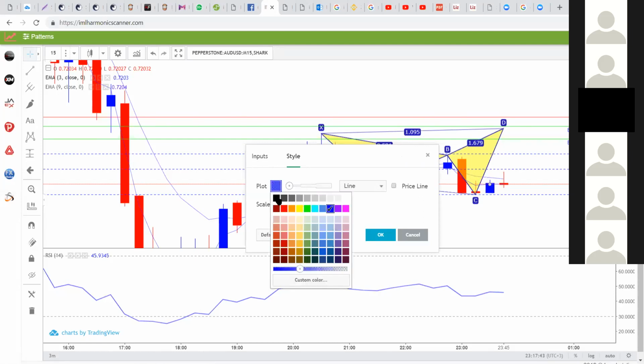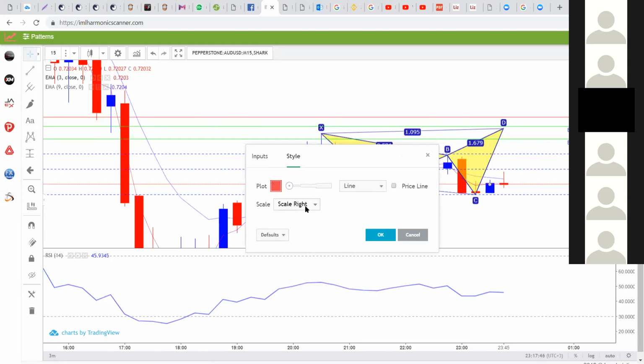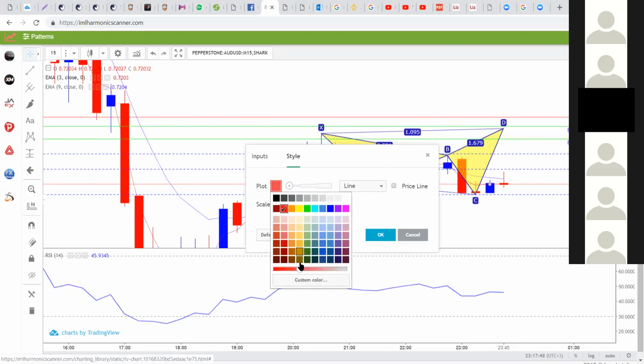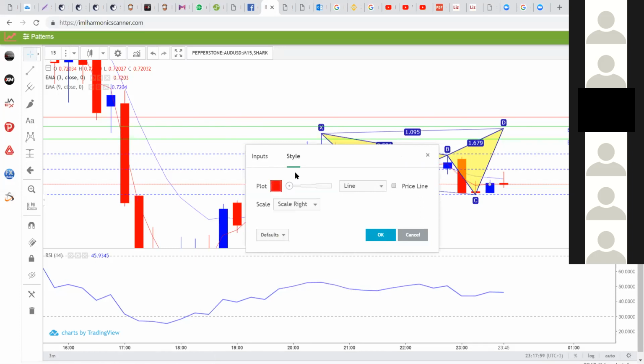I would like my 3 to be in red color. I don't want it to be transparent, so I'm going to drag this to make it totally red. Now you see it was somewhere here. I dragged it. I chose red color. Now I want it to be thick, so I'm going to move it a bit up. Do you understand? Are you getting this? Then I'm going to click OK.